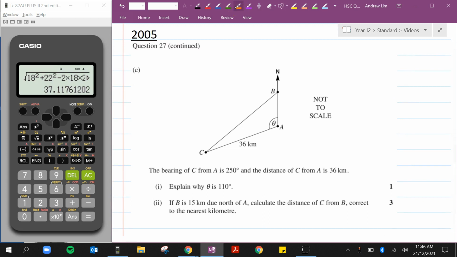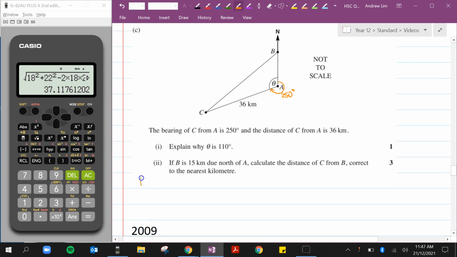Alright, question 27C of the 2005 paper. The bearing of C from A is 250 degrees. C from A, so we know this here is 250 degrees. And the distance of C from A is 36 kilometers. Explain why theta is 110 degrees. So part 1, theta equals 110 degrees because 110 plus 250 is equal to 360 degrees. Angle sum at a point.